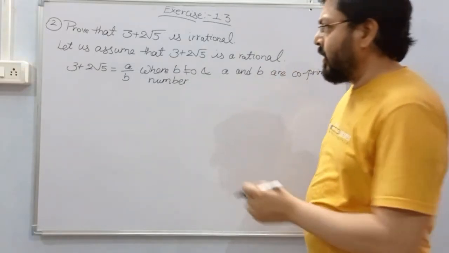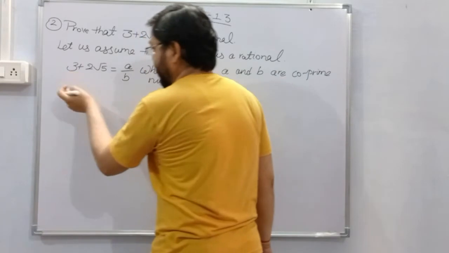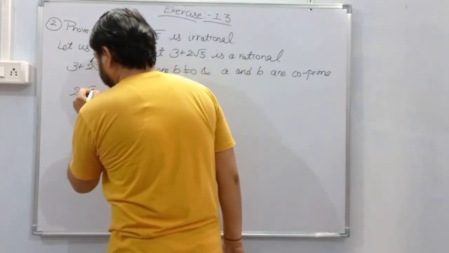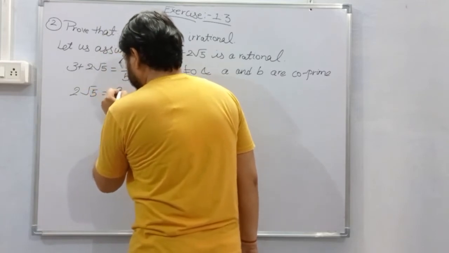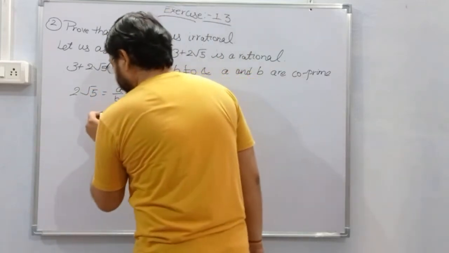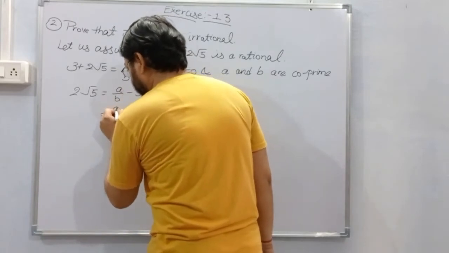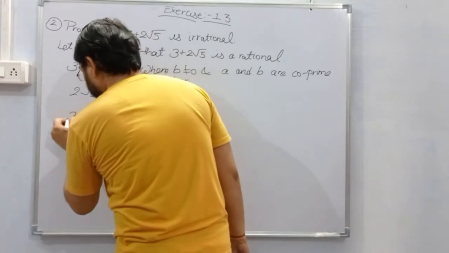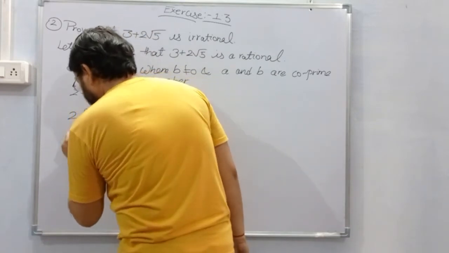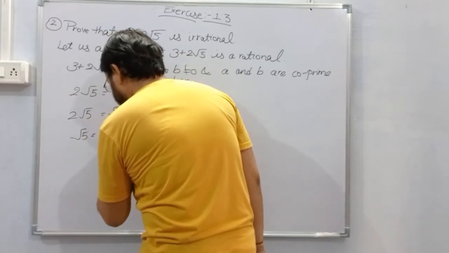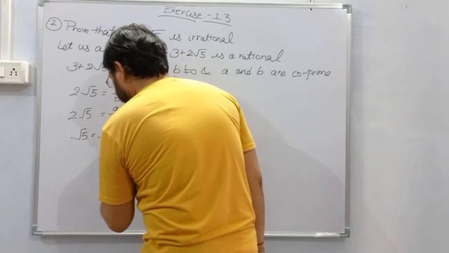Okay. Now here is plus 3. I move this 3 to the other side. Now this becomes 2 root 5 is equal to a upon b minus 3. I can write it like this: 2 root 5 is equal to (a minus 3b) upon b. Root 5 is equal to (a minus 3b) upon 2b.